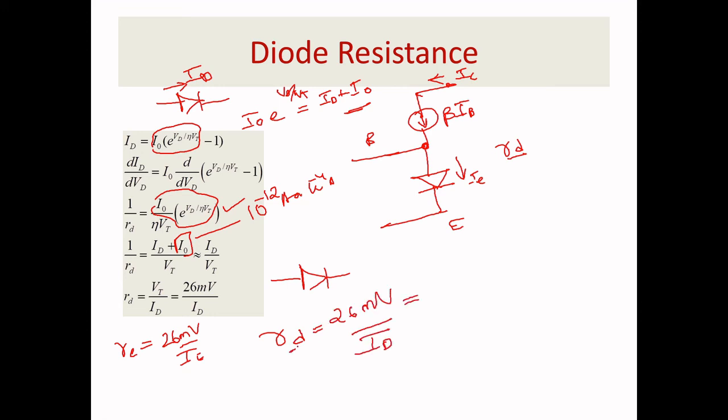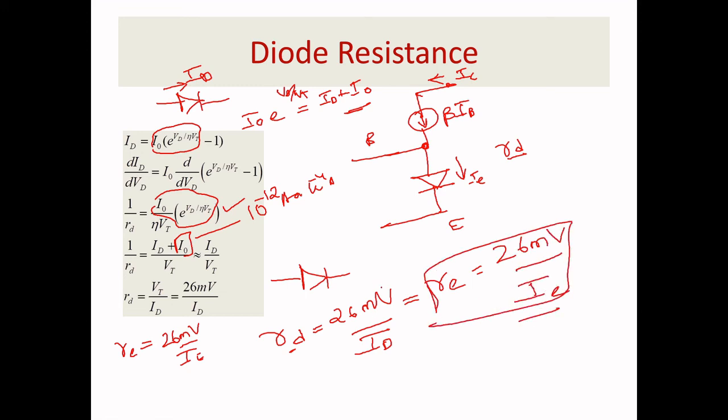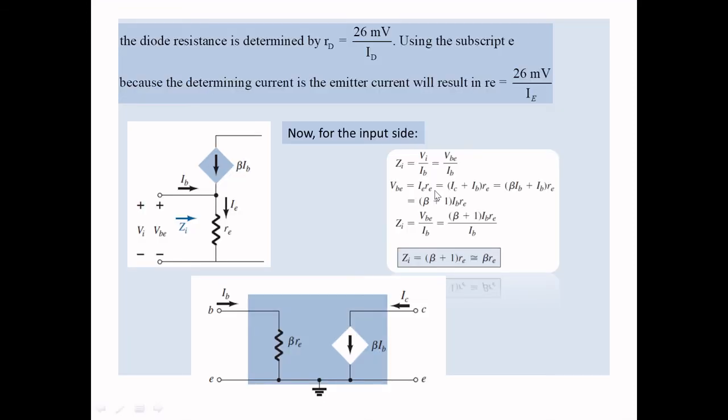I'm going to rewrite in terms of the emitter point, that is RE equal to 26 millivolt divided by your IE. That's it. So this diode I can replace by the RE resistor. Now we will go to the third step. This is the final step. So you can see it was represented directly.